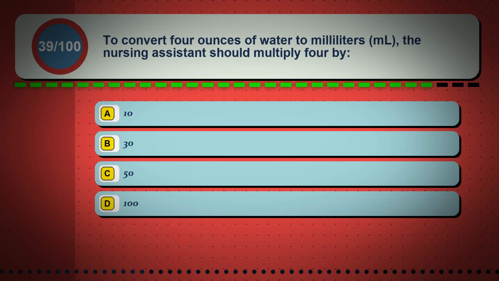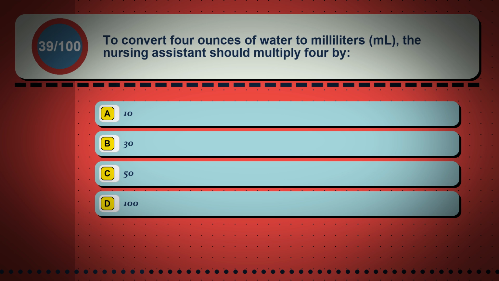Question 39. To convert 4 ounces of water to milliliters, mL, the nursing assistant should multiply 4 by: Option A, 10. Option B, 30. Option C, 50. Option D, 100.